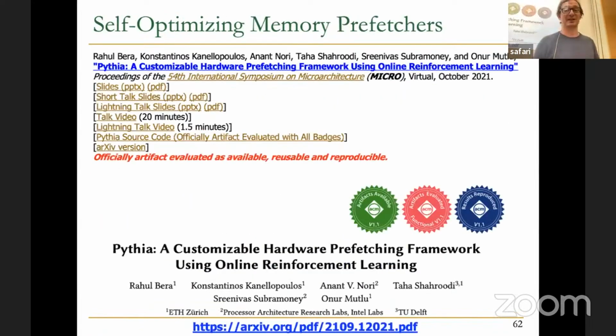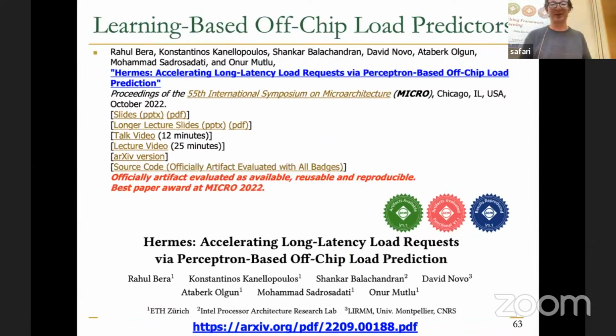More recently, Rahul has been leading some work where we applied reinforcement learning principles to prefetching, in particular offset-based prefetching. Rahul can talk more about that. Maybe we'll have some lectures when we talk. Actually, we'll have some lectures on prefetching, so stay tuned. And he's also more recently looked at not necessarily using reinforcement learning, but simpler things like perceptrons to predict which load request will go off chip.